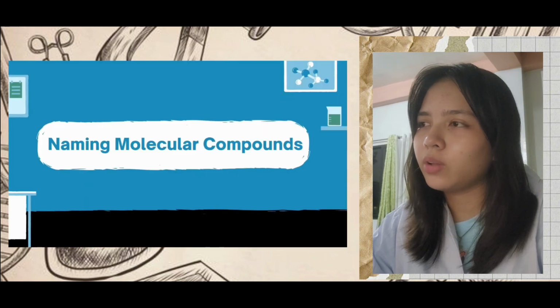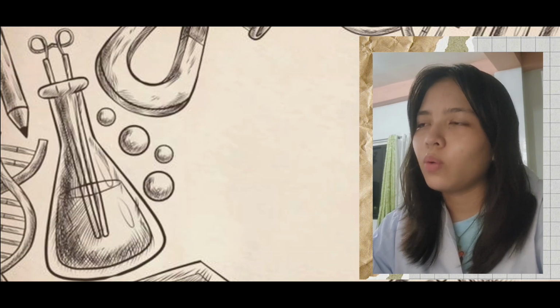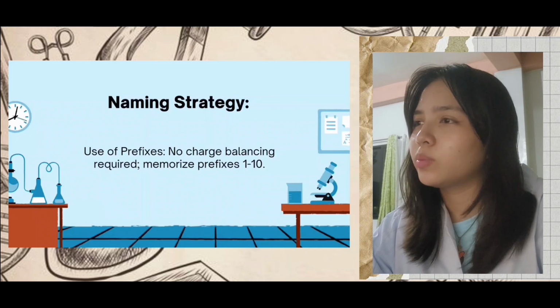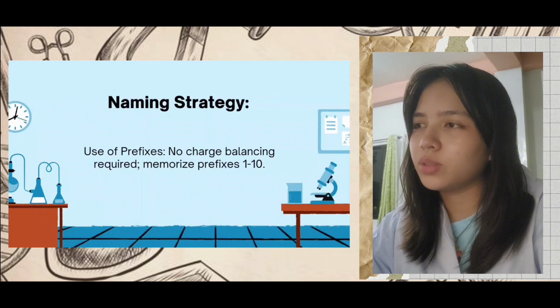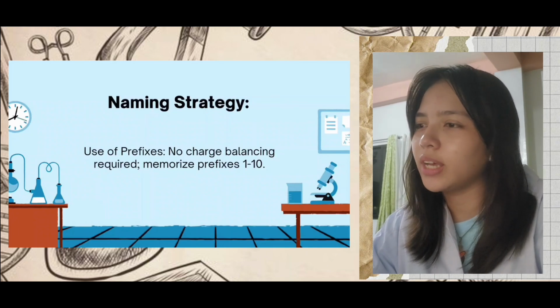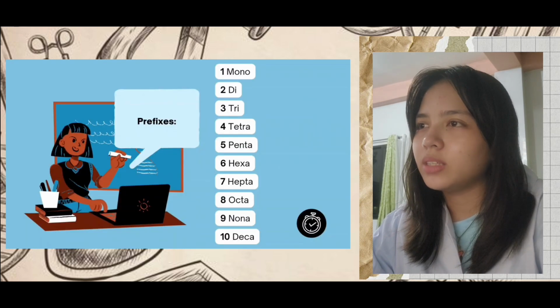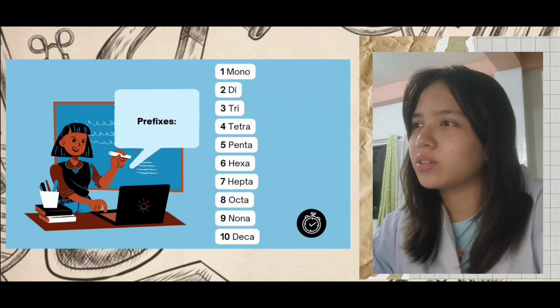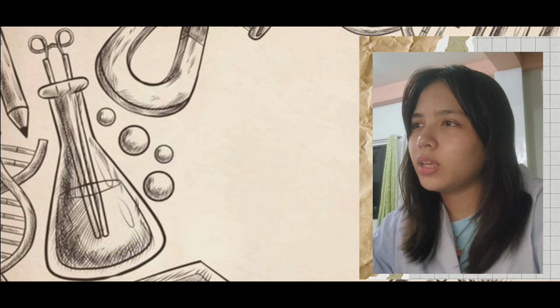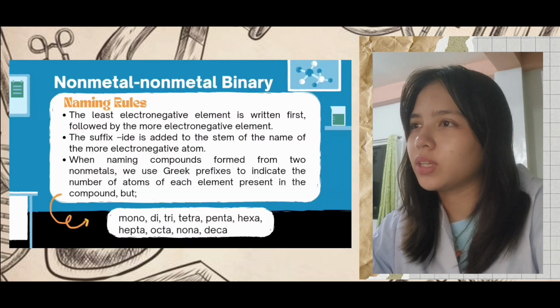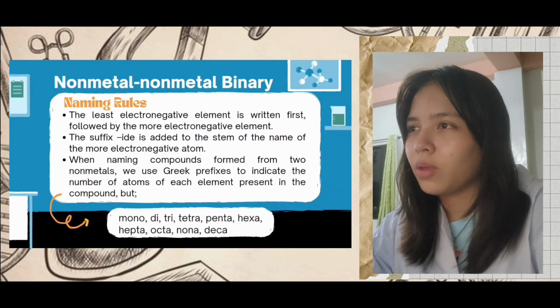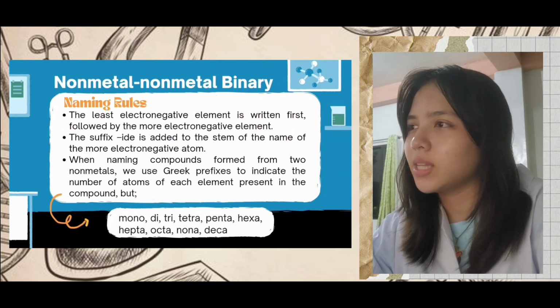For naming molecular compounds, we have a naming strategy. We use prefixes, no charge balancing required, and we should just memorize the prefixes from 1 to 10, which are the Greek prefixes. This includes mono, di, tri, tetra, penta, hexa, hepta, octa, nona, and deca. The least electronegative element is written first, this is the rule, followed by the more electronegative element. The suffix "ide" is added to the stem of the name of the more electronegative atom.